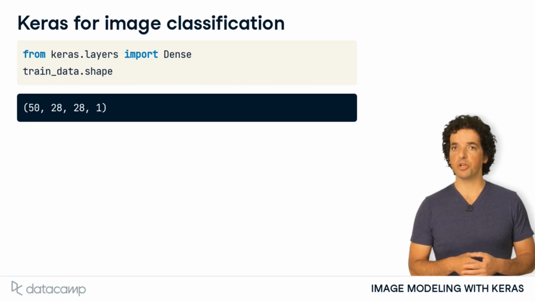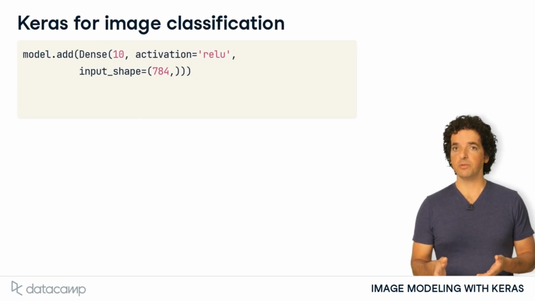50 is a rather small number of training samples, but we'll use that here for simplicity, so that the training proceeds rapidly. The first layer is a set of densely connected units. We'll use 10 units here, but you could use another number.